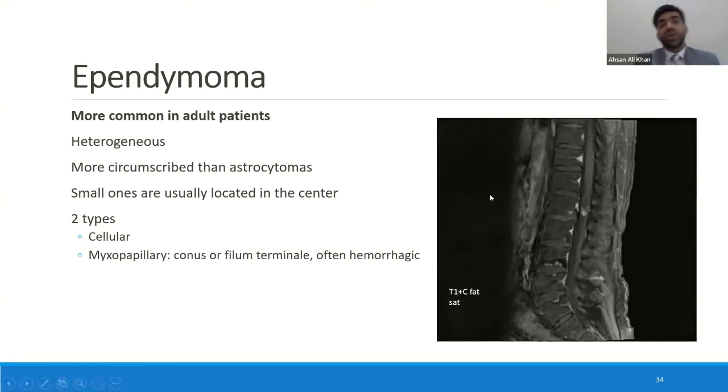There are two types of ependymoma. One is the cellular, the other one is the myxopapillary. The myxopapillary is usually type 1, located at the conus or filum terminale, and often hemorrhagic. Myxopapillary can come under the compartment of intradural but extramedullary because it can be down at the conus and the filum terminale. Cellular ones are true intramedullary tumors.